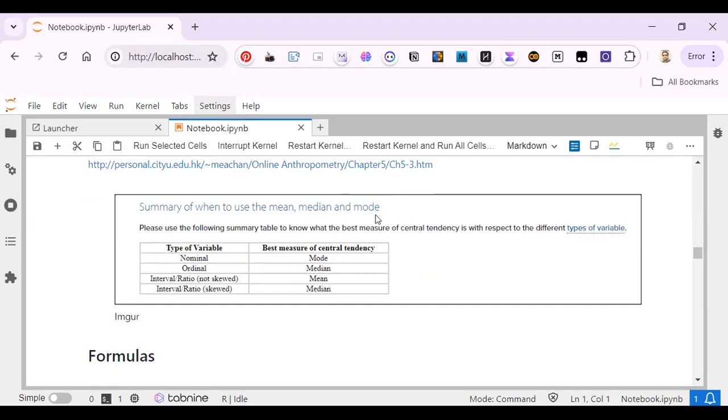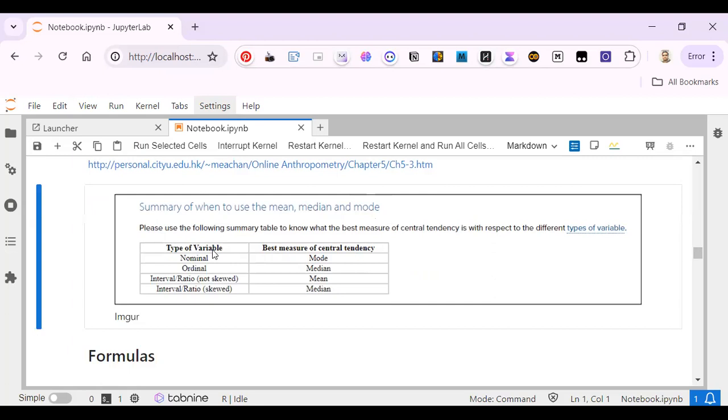So, a summary of when to use mean, median, and mode. We understood initially that central tendency is there. We know the mean, we know the median, and we know the mode. But when should I use which, and where should I use it? That's important. So I give a simple diagram here.